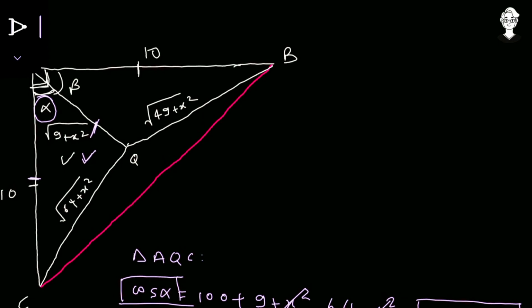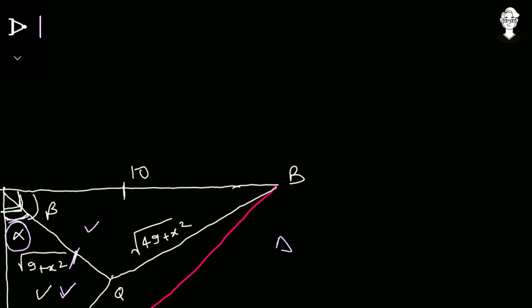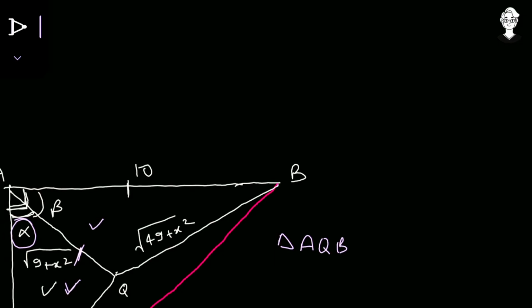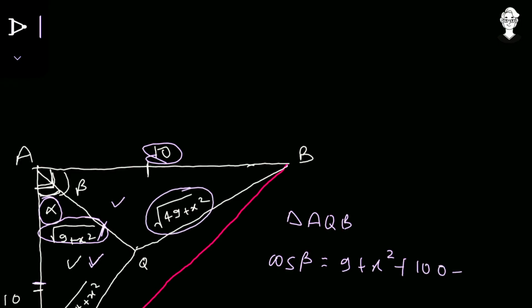Now similarly we will find the value of cos beta in this particular triangle. The triangle we have now is triangle AQB. In this, again by the cosine rule, the value of cos of beta is equal to the square of the adjacents added together, so 9 plus x square and 10 square. Square root of 9 plus x square, the whole square becomes 9 plus x square, plus the adjacent square, that is 10 square, that's 100, minus the opposite square, so the opposite is square root of 49 plus x square.